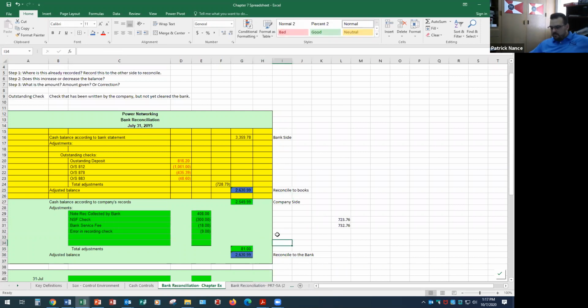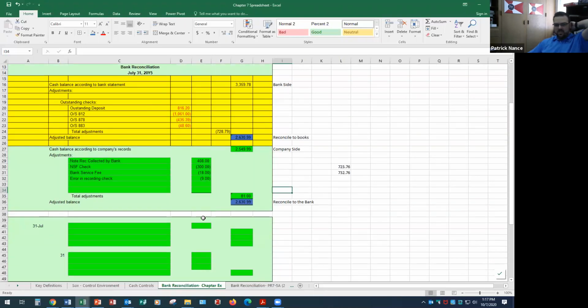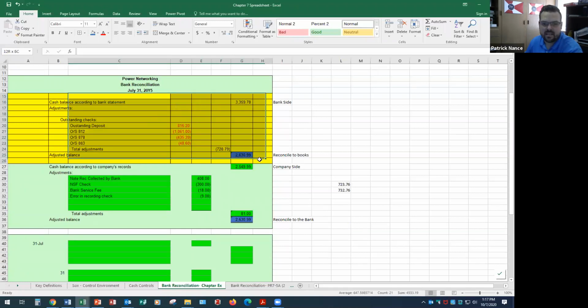So my major steps are always looking for what happened, what side is it recorded on already, and which side needs to be adjusted and by how much. After that, I can write journal entries. So all of these items on the bank statement side are things that I have already recorded but the bank has not yet seen, which means they are already part of my books, which means there's no need to journalize anything in the bank section.